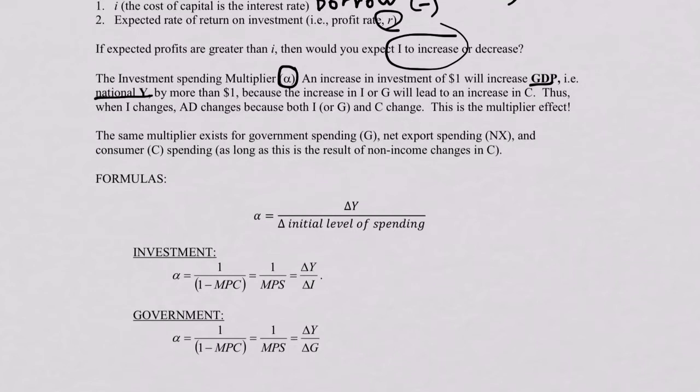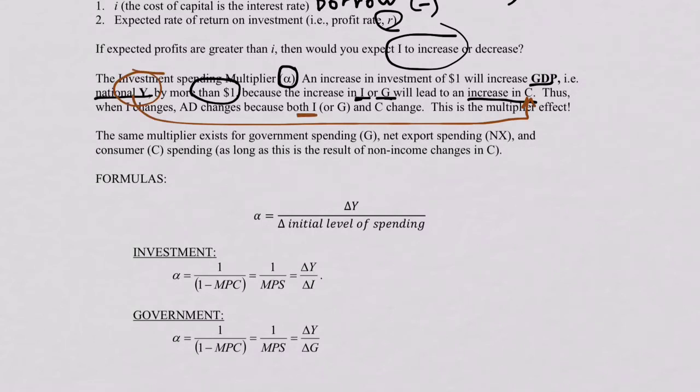And it's going to increase GDP and national income by more than $1, because an increase in I, as well as an increase in, let's say, government spending, if you want to look, we haven't talked about government spending yet, but both of them is going to lead to an increase in C. Why? Because income is going up, and income causes a change in consumer spending. So when I changes, aggregate demand or real GDP changes because both I and consumer spending change. Now if government spending goes up, similarly, government spending will go up and consumer spending will go up.